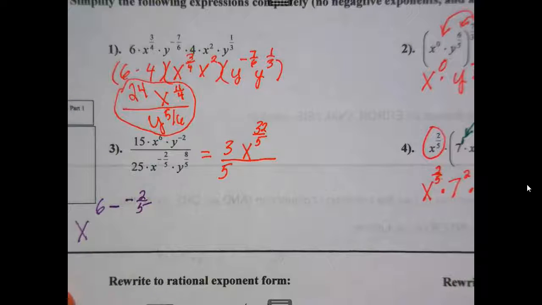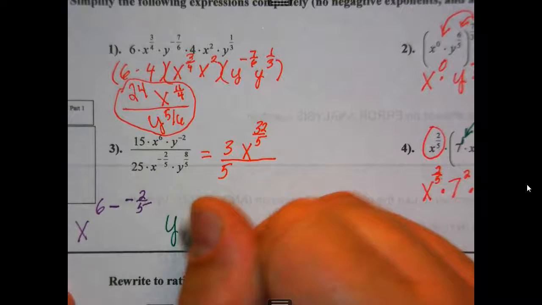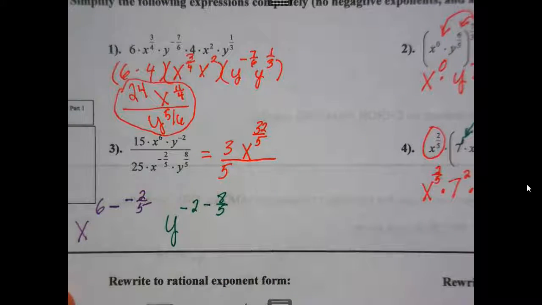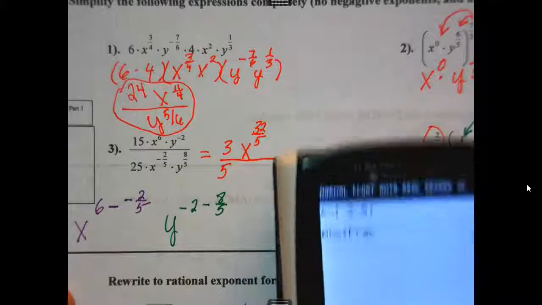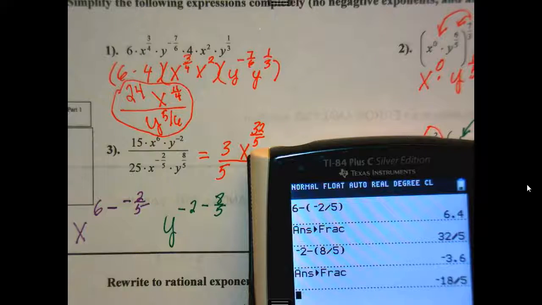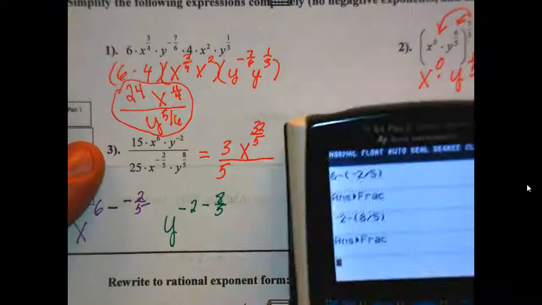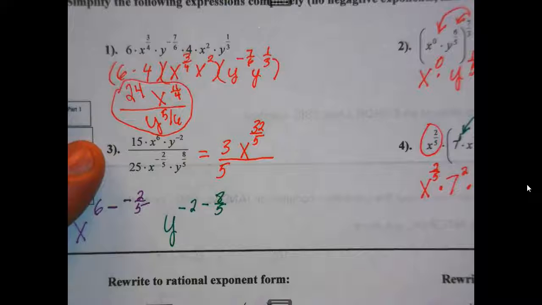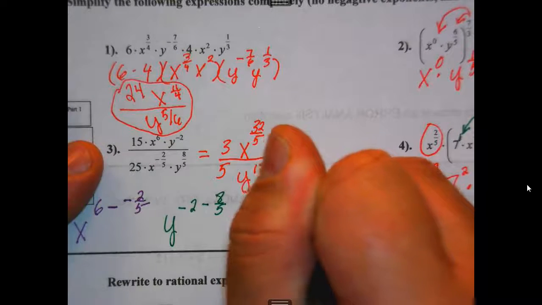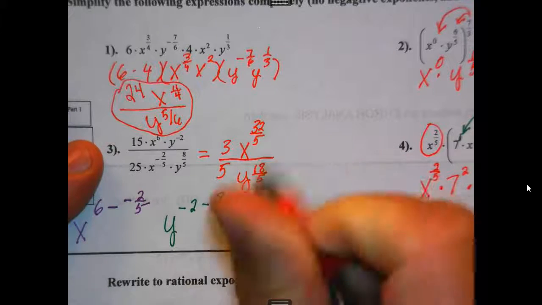Okay, then I got y to the negative 2 minus 8/5. Back to my calculator. So negative 2 minus 8/5. And I get negative 18/5, so that's going to go in the denominator and change it to positive. And that's my answer.